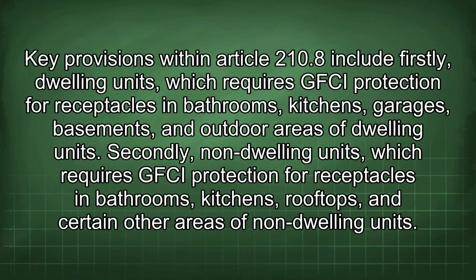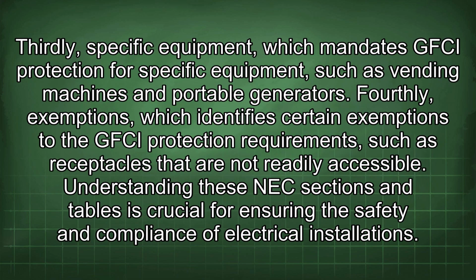Secondly, non-dwelling units, which requires GFCI protection for receptacles in bathrooms, kitchens, rooftops, and certain other areas of non-dwelling units. Thirdly, specific equipment, which mandates GFCI protection for specific equipment, such as vending machines and portable generators. Fourthly, exemptions, which identify certain exemptions to the GFCI protection requirements, such as receptacles that are not readily accessible.